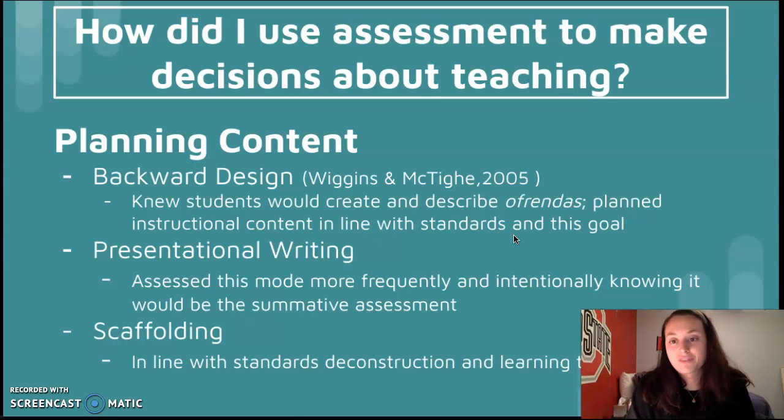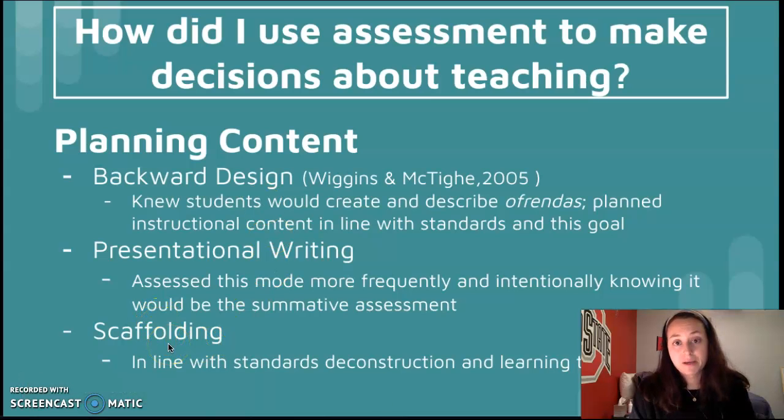Thus, throughout the unit, they were scaffolded to be able to prepare it. Specifically, I practiced a lot of presentational writing with respect to the ofrenda and vocabulary. I assessed this mode frequently and intentionally, knowing that it would be part of the summative assessment, and this was especially important with the reduced instruction we had in this year's WLTU.